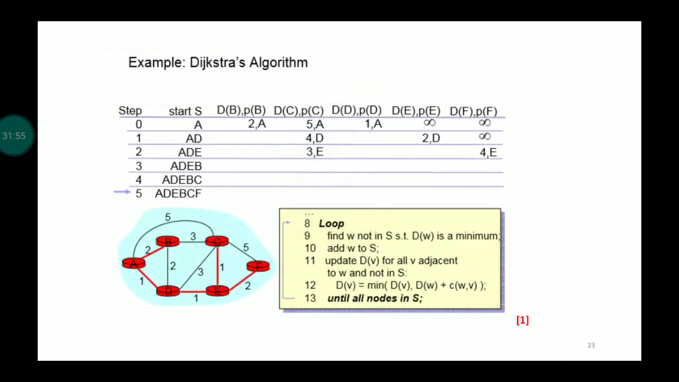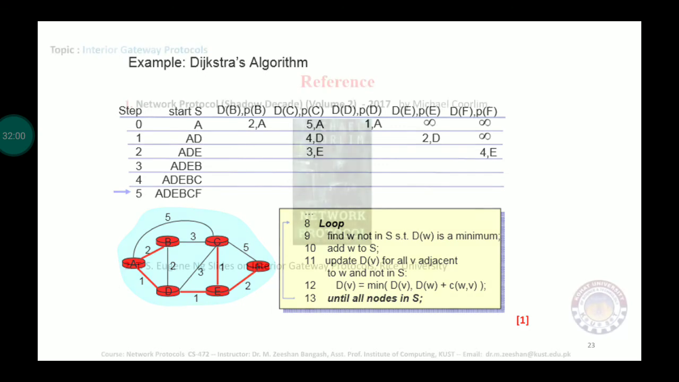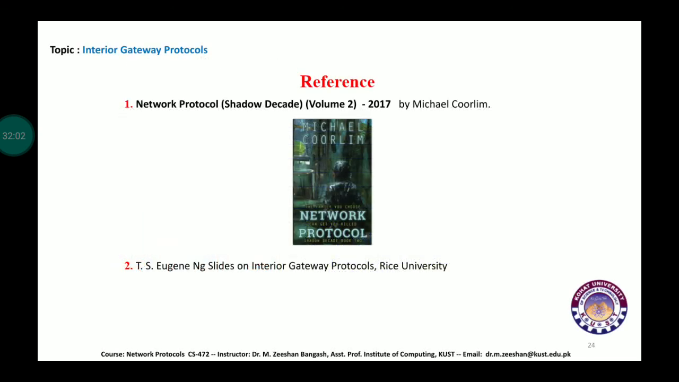So this was all about the link state algorithm, and in the upcoming lecture we will be talking about the distance vector algorithm, and we'll talk about RIP, the Routing Information Protocol. This is the reference from which the content has been taken, and you can consult it for further details.